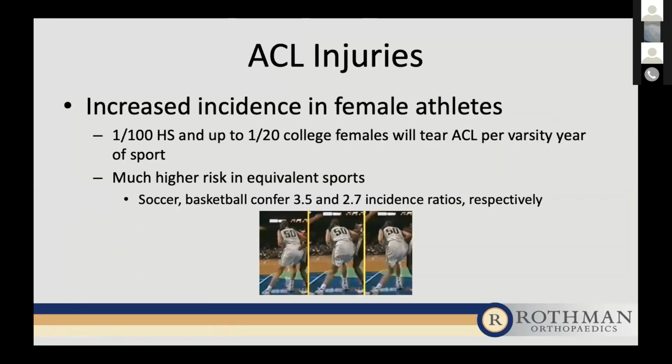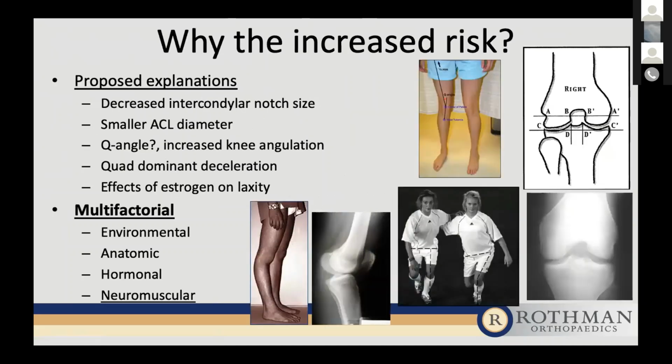So ACL injuries have certainly a much higher incidence in female athletes. One in 100 high school and up to 1 in 20 college female athletes will tear their ACL per varsity year of sport. And when you look at women as compared to their male counterparts in the exact same sports, they have a much higher risk in the equivalent sports. So if you take soccer, women have a 3.5 higher odds ratio of tearing their ACL. Basketball, it's 2.7. So women in general just have a much higher rate of tearing their ACL, even if they're playing the same sports. So why might this be?